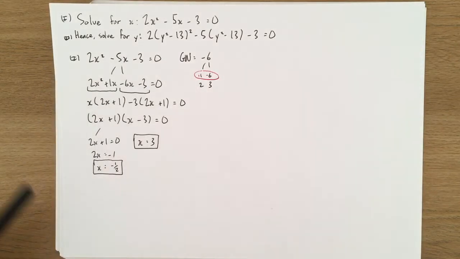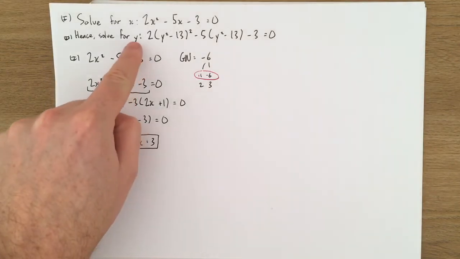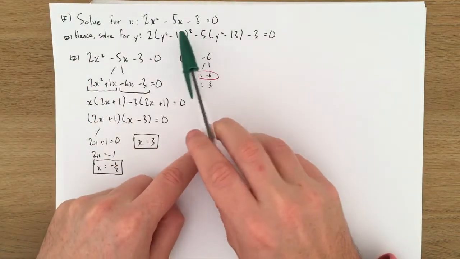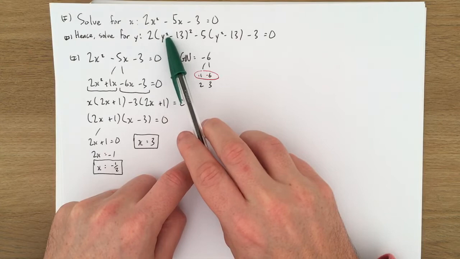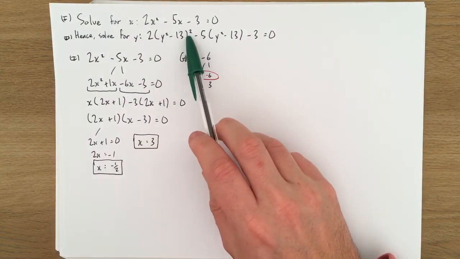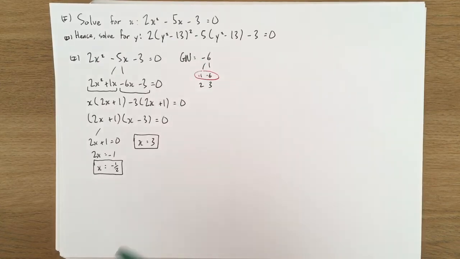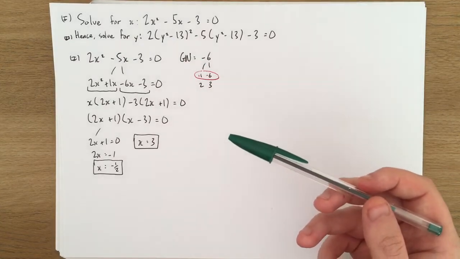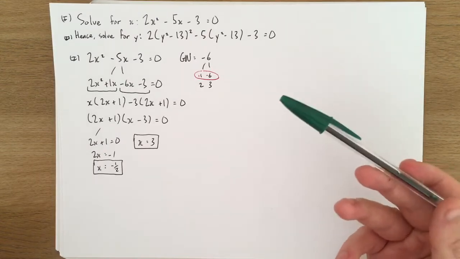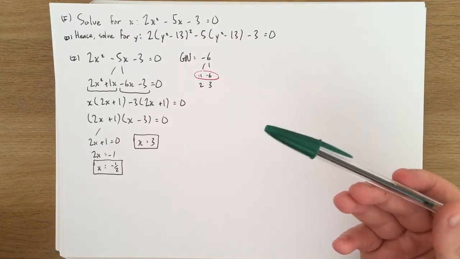Now, part 2, hence solve for y. 2 times y squared minus 13, all squared, minus 5 times y squared minus 13, minus 3. The reason I wouldn't be able to do this without using part 1 is you have a y squared inside this bracket and then you're squaring it. So if you did that, you'd end up with y to the power of 4.